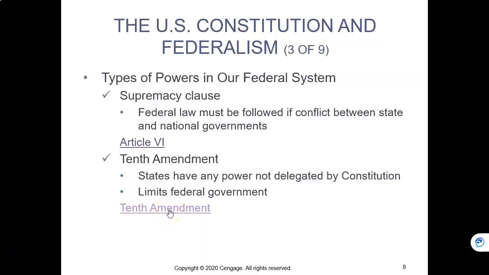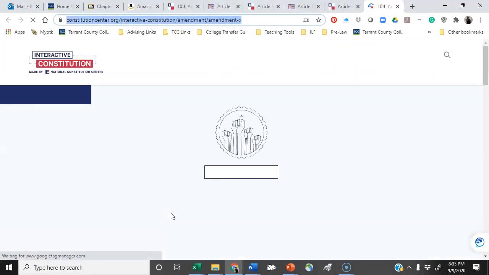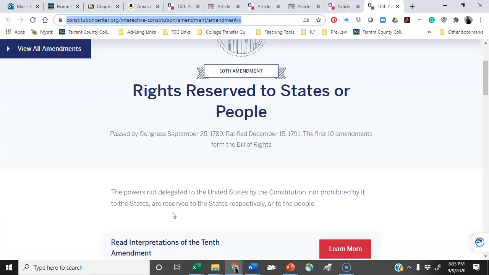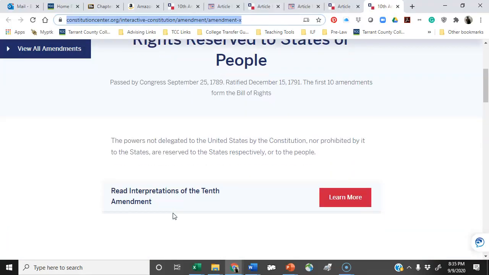Finally, let's look at the 10th Amendment. This is a short one, but it is arguably one of the most powerful of the amendments. This is literally all that the 10th Amendment says. That's the whole thing. The powers that are not delegated to the United States by the Constitution, primarily in Article 1, Section 8, nor prohibited by it to the states. We find the prohibitions in Article 1, Section 10.